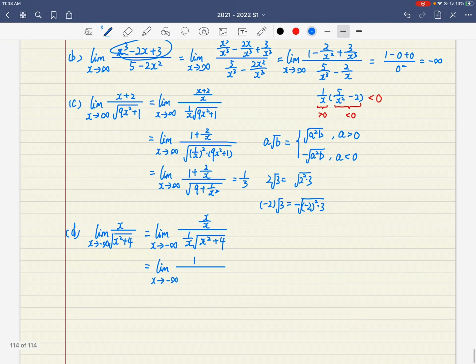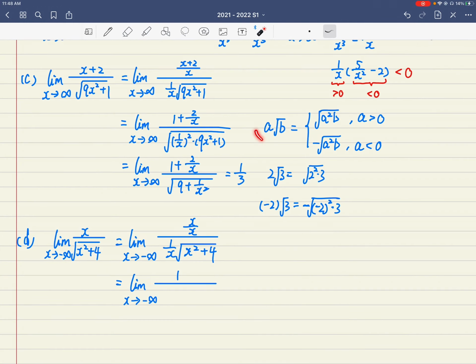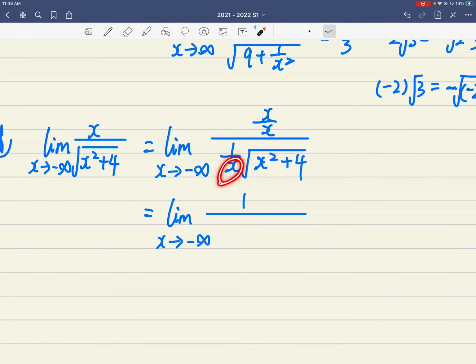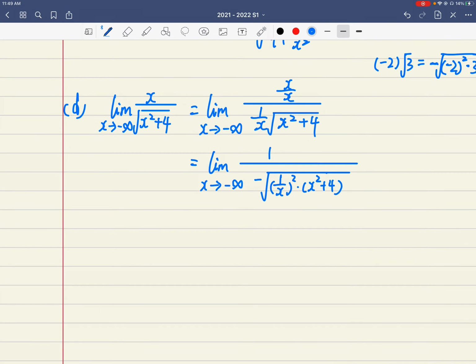So now that's this part. If you have a square root of b, and a is a negative number, when you put a into the square root, you have to put an extra negative sign in front. Because here, your x is approaching negative infinity. So 1 over x is approaching negative infinity. So it's a negative number. So if you want to move 1 over x into the square root, you have to put a negative sign in front.